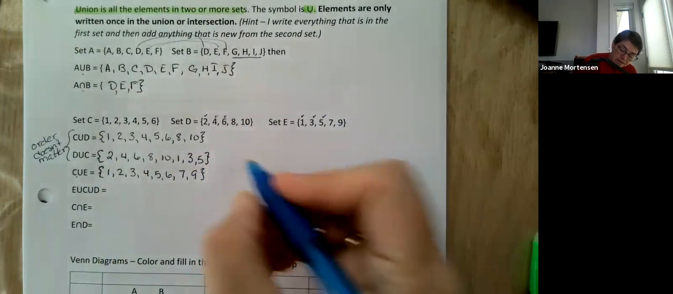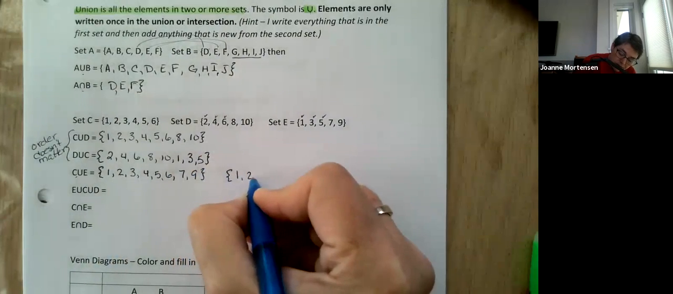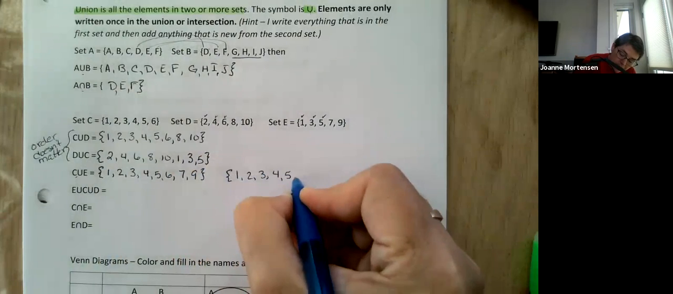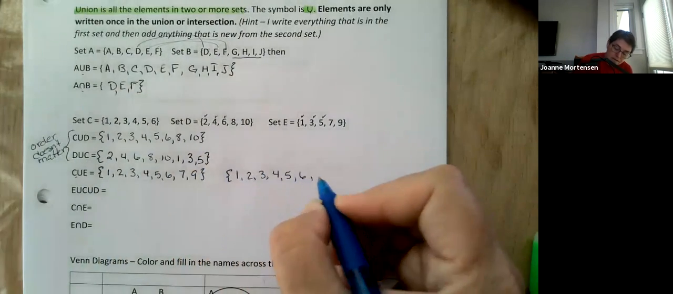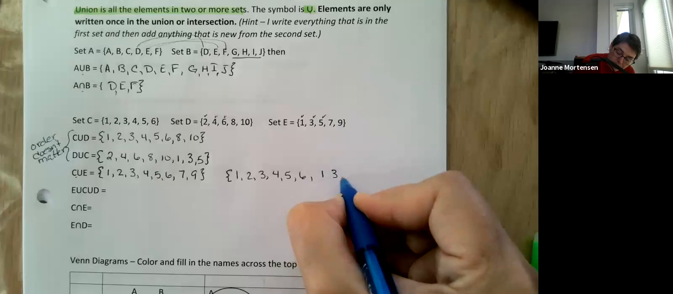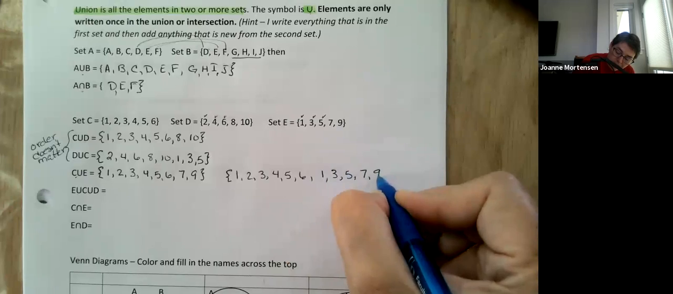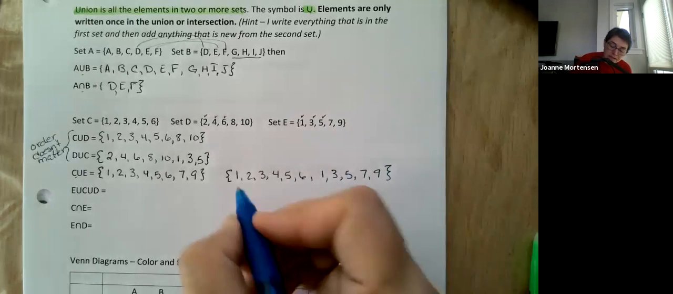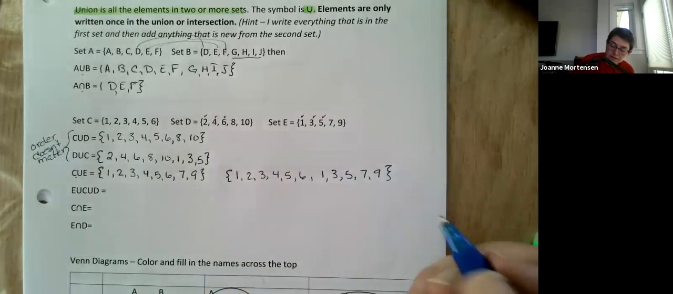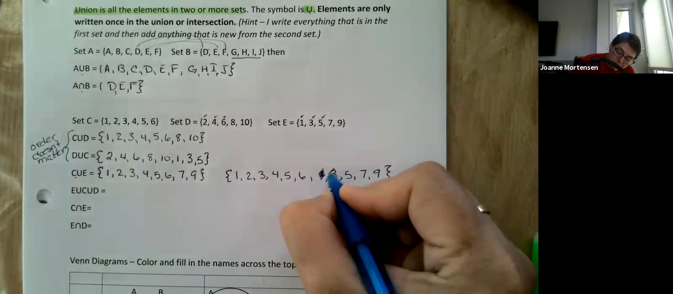Because otherwise, if I do 1, 2, 3, so there is C, and then I go 1, 3, 5, 7, 9. I'm going to get duplicates in there, and you can't have that. You're never going to get duplicates in your set, so 1 has to go. 3 has to go.